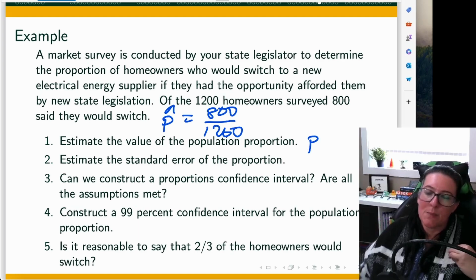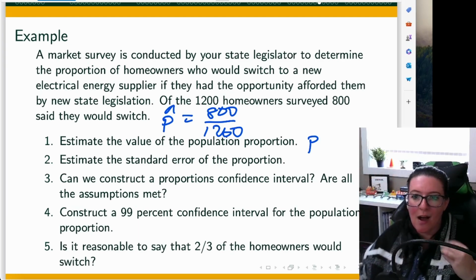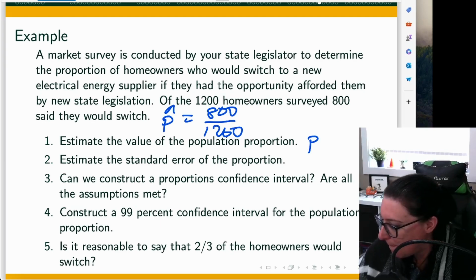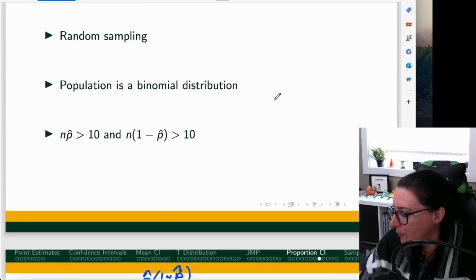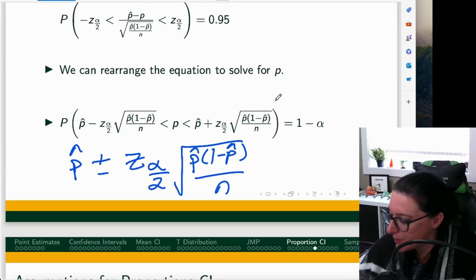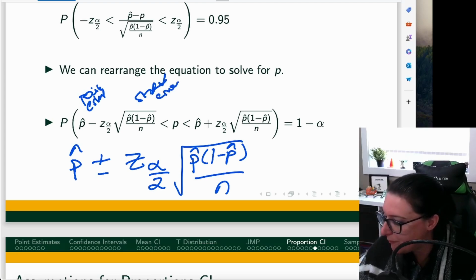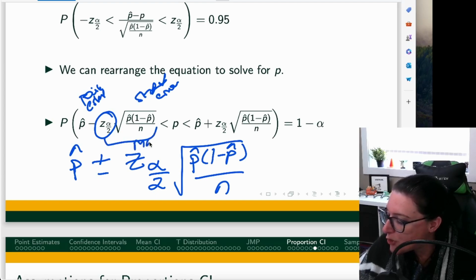When we are looking at estimating the standard error of the proportion, we are looking at p hat, 1 minus p hat, divided by n. So this is the point estimate, standard error. Standard error, remember, is the variability of the sampling distribution. And if you take your standard error and you multiply it times your z-score, you then get the margin of error.